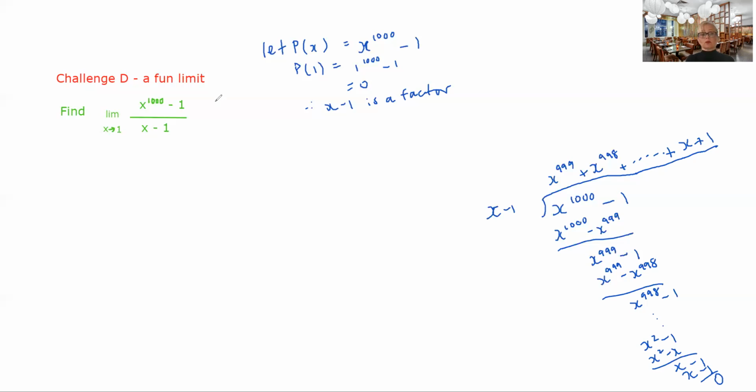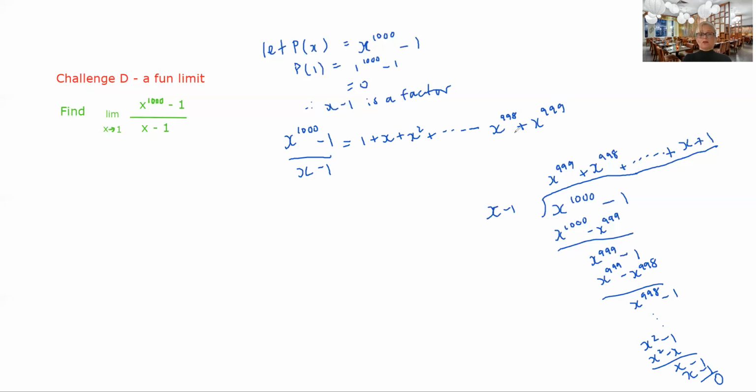So what we actually found was that x to the 1000 minus 1 on x minus 1 is really this expression here, x to the 999 plus x to the 998 plus all the way down to 1. I'm going to actually write it in the other order. So we're going up in increasing powers of x all the way up to x to the 999.